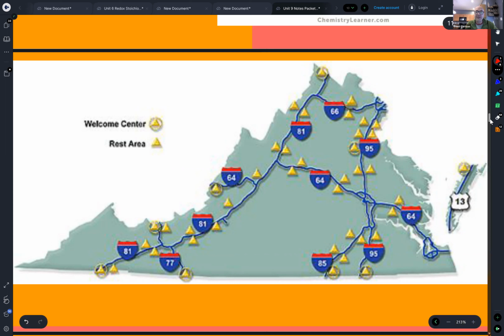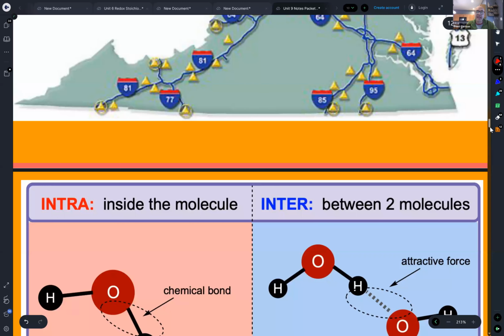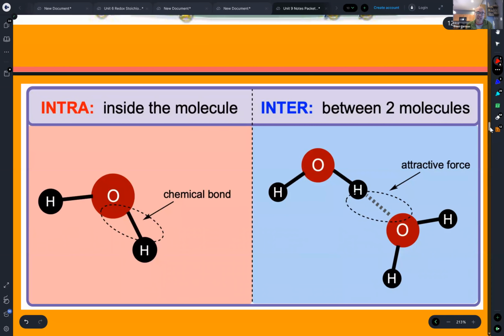Okay, so if we have that root word, then it might make a little more sense for us to understand that intermolecular forces are in between two different molecules. Those are the attractive forces that we will be focusing on. Intramolecular forces is what we've been talking about all before this moment. Those are how electrons are shared between two different atoms. Well, there's no electrons being shared in an intermolecular force.